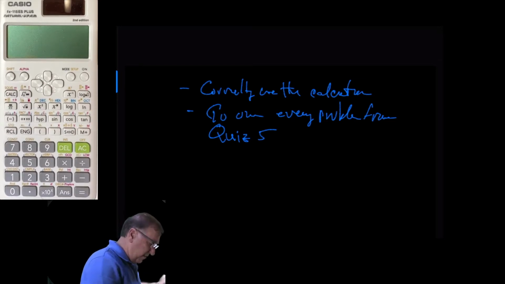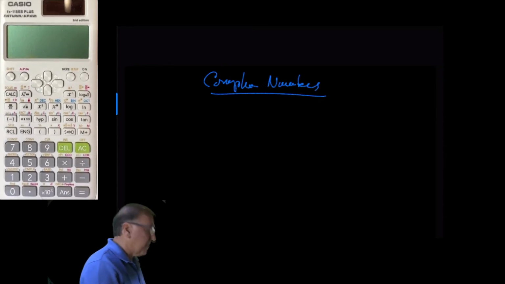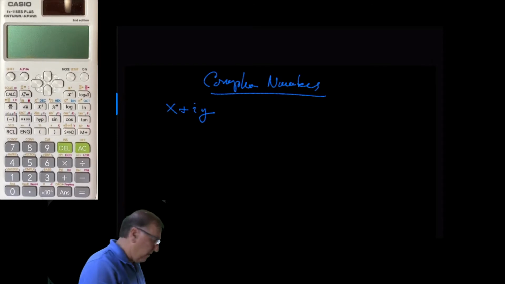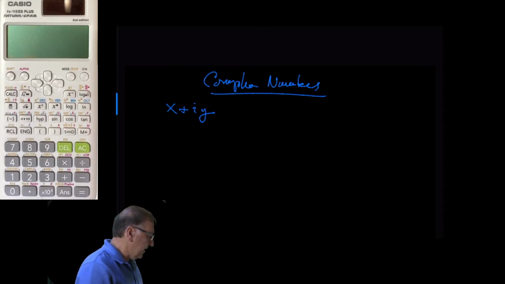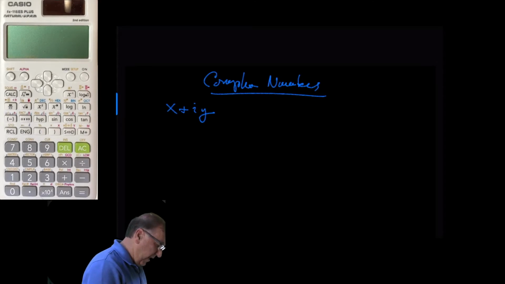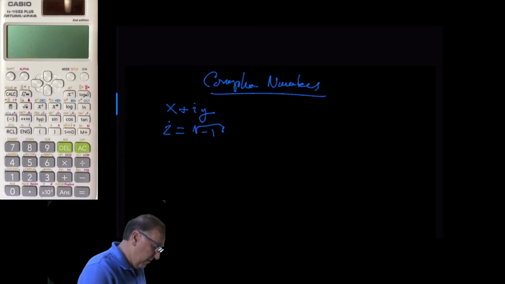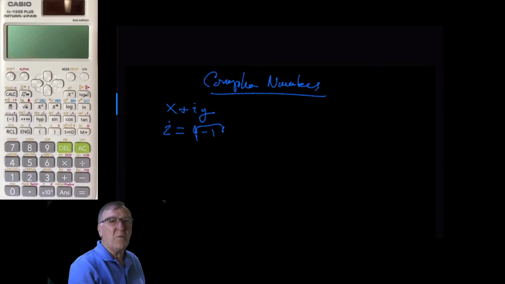Okay, so let's first talk about complex numbers. Complex numbers are of the form x plus iy, and you probably haven't seen this before because it's not particularly important in this course, but i, which is imaginary, is actually the square root of minus 1. And that's kind of a funny notion, because what is the square root of minus 1?